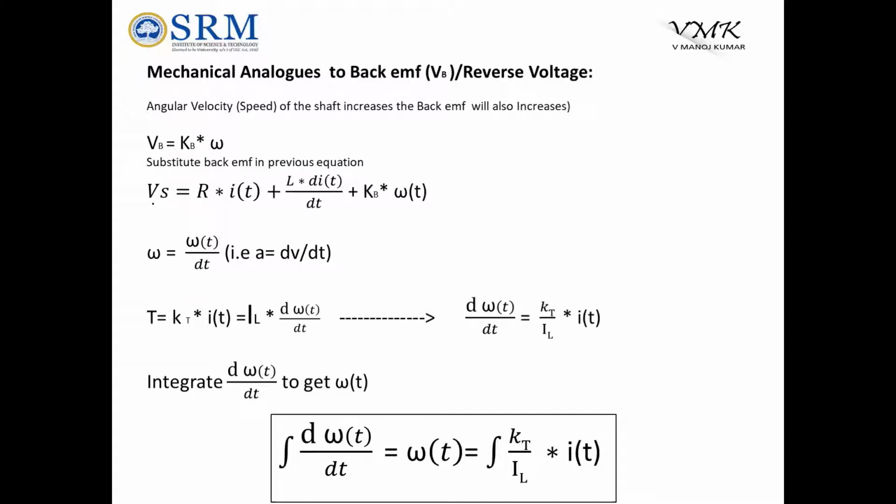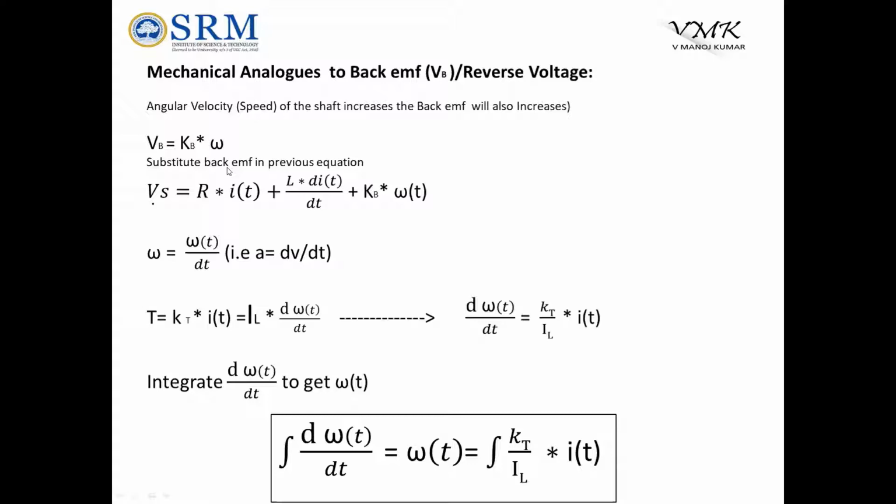Whenever this cutting happens, Faraday's law is applied, so a reverse voltage is produced. That reverse voltage I'm going to call the back EMF. So there is a relationship between the rotation of the shaft and my back EMF. I'm going to give the relationship between them. As the angular velocity of the shaft increases, the back EMF will also increase. So VB is directly proportional to your angular velocity. KB is nothing but a constant.